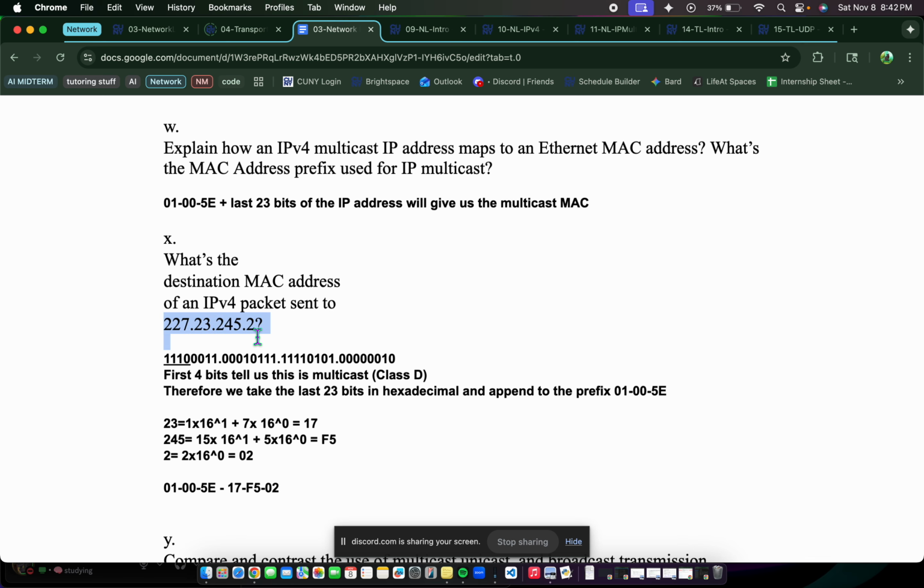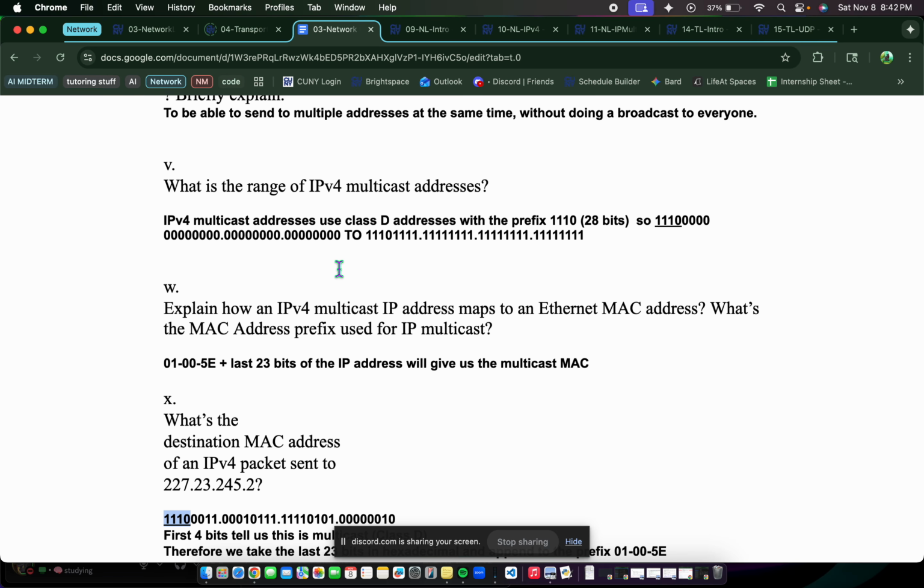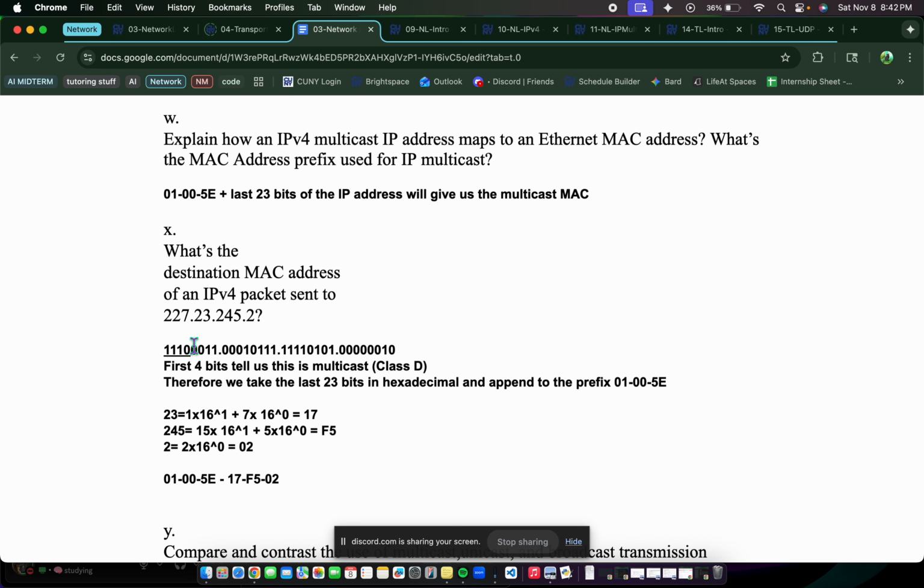So we write this out in binary. Anytime you see an address, you probably should write it out in binary first, just to really be able to see what's going on here. For instance, you see 227.23.245.2, and it's like, okay, this is a normal-ish address. What's the big deal? You write this out in binary and you see 1110. The first 4 bits tell us this is a Class D address. It starts with this prefix here. So that means this is going to be a multicast packet that's going to be sent.